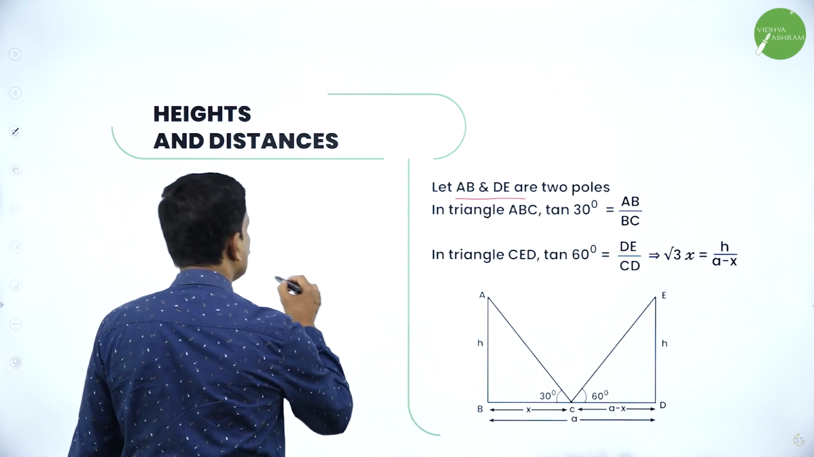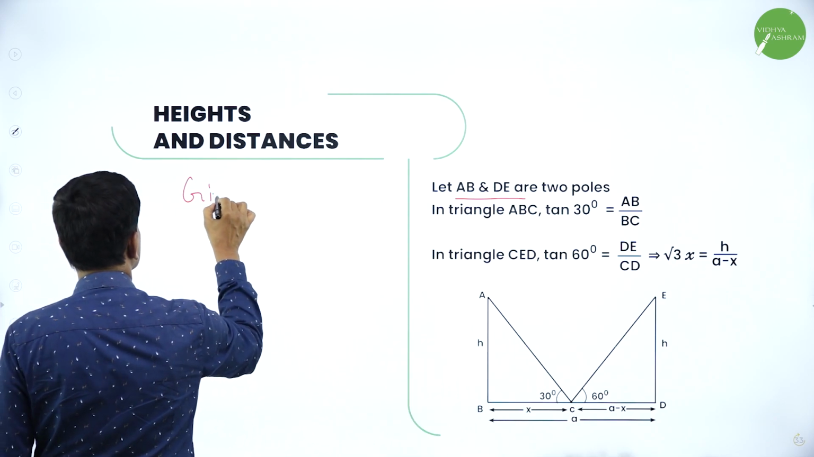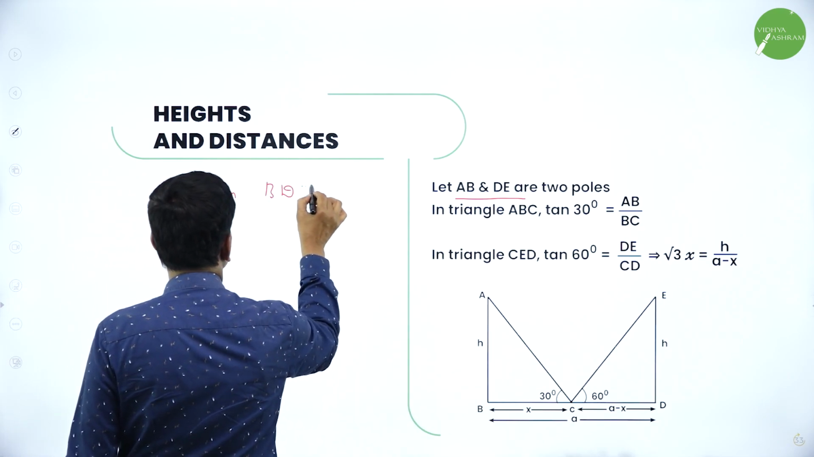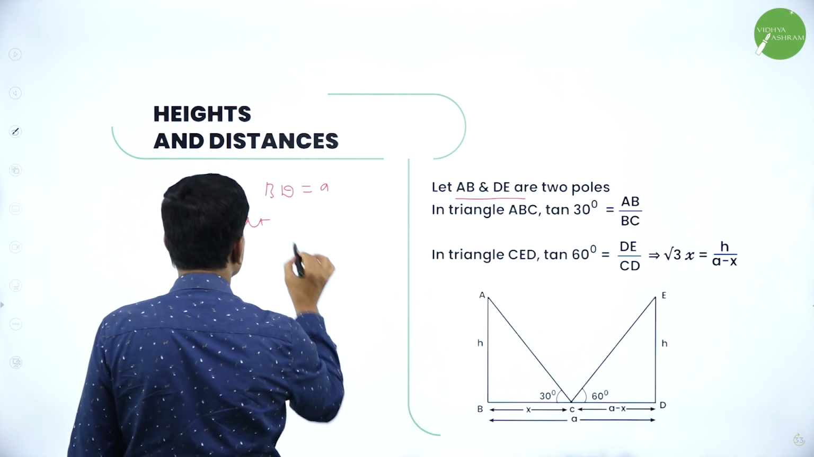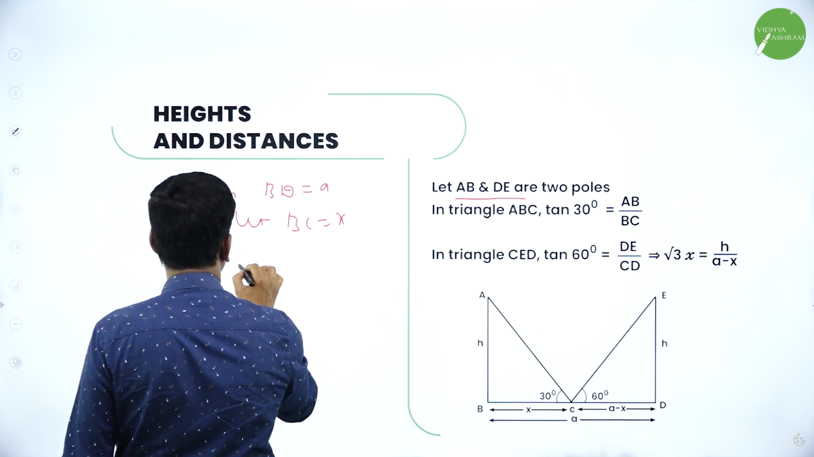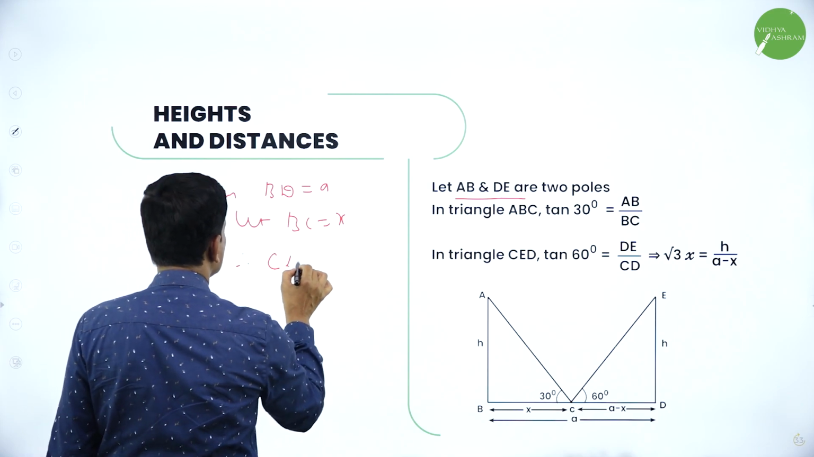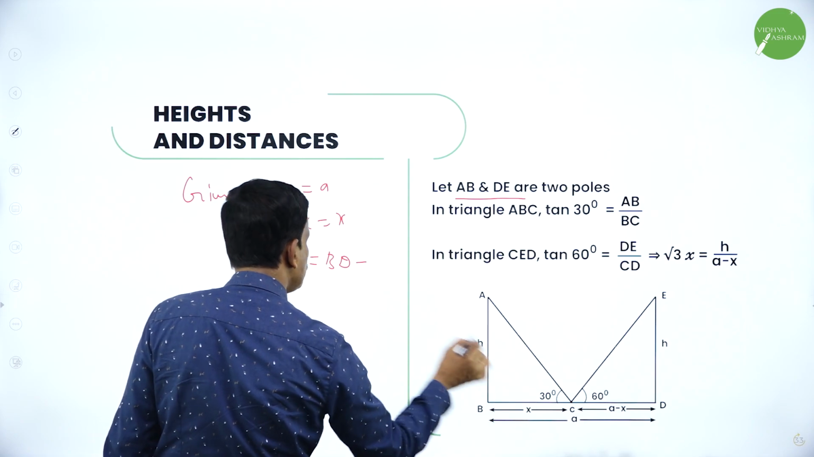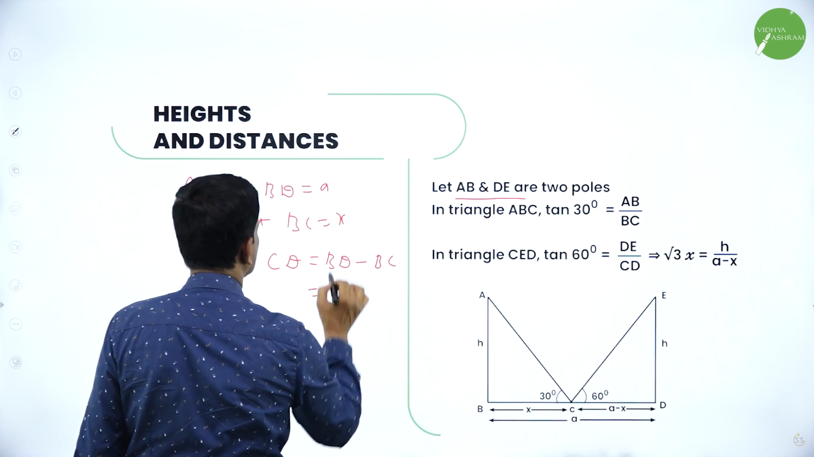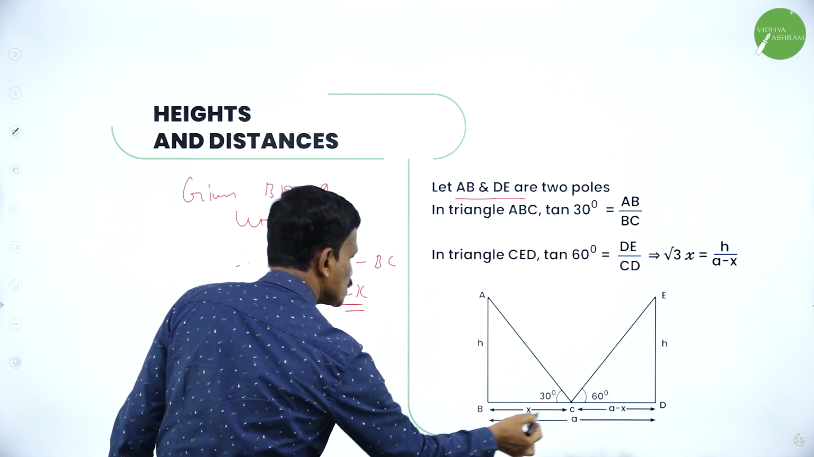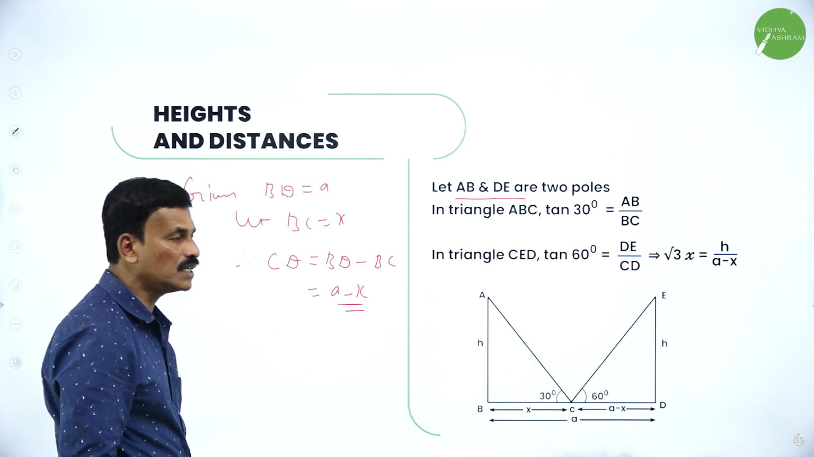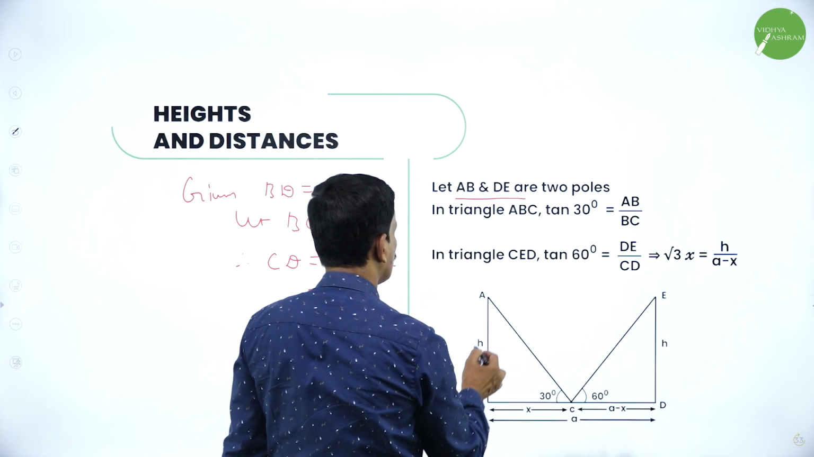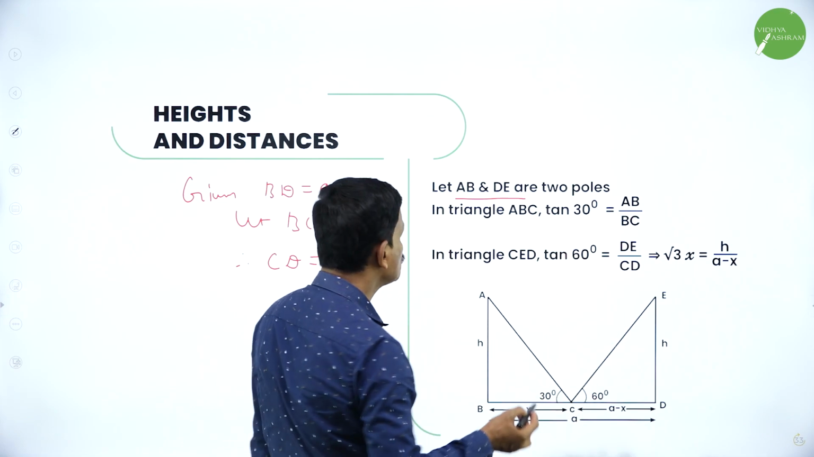So what is given here? The distance between the poles, that is BD, is equal to A. Let BC be equal to X. So what is CD? C to D can be written as BD minus BC. So BD is equal to A minus X, so CD is equal to A minus X. Let AB and DE be the two poles, and let H be the height of these two poles.